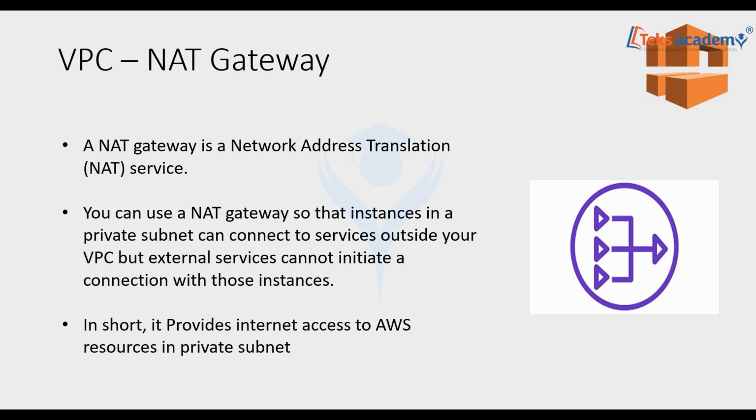So in order to get access to the internet, we will use this NAT gateway. This NAT gateway will be created in the public subnet, and in the route table for the private subnet, we will direct traffic to the NAT gateway. The NAT gateway will have access to the internet through the internet gateway. So indirectly, the private subnet resources will get access to the internet.